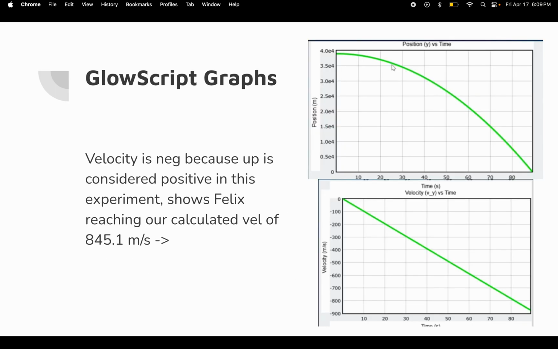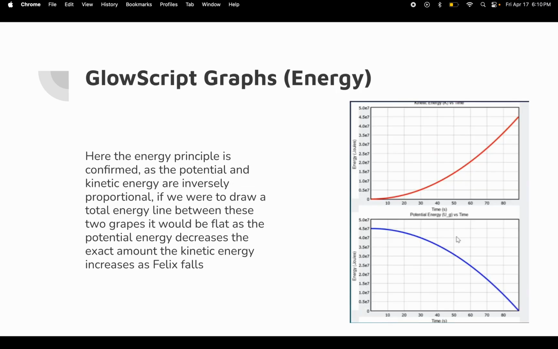Looking at the results, our velocity graph shows a constant downward acceleration, reaching the calculated speed of 845.1 meters per second, and then most importantly, the energy graphs confirm the energy principle. The potential energy curve and kinetic energy curve are perfect inverses, and if we add them together, the total energy line is perfectly flat.